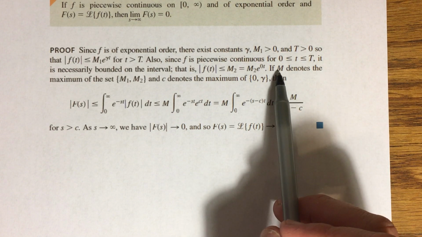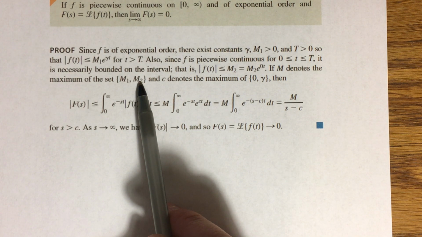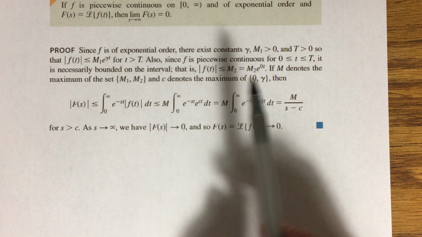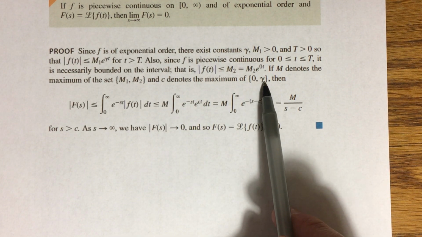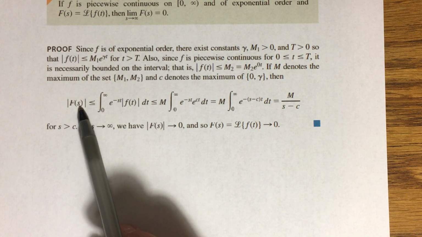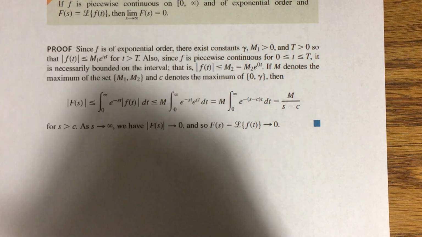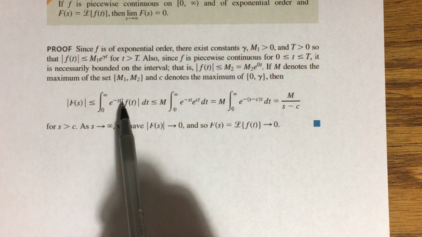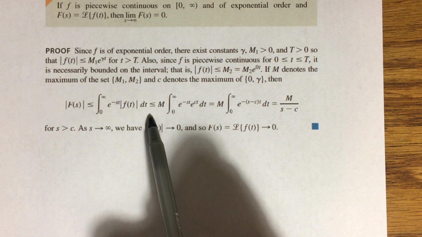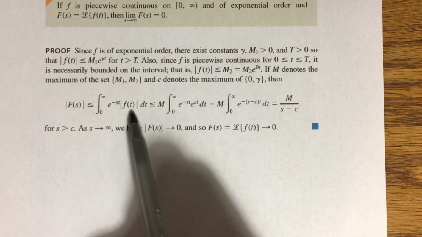So if we let capital M denote the larger of these two M's that we've talked about already, M1 and M2, and if we let c denote the larger of these two constants, 0 and gamma, then here's what we can say. The absolute value of F of s, capital F, is less than or equal to, now remember, capital F of s by definition is the Laplace transform. So I could look at the Laplace transform of f of t, and as we said before from our integral properties, the absolute value of that entire integral is less than or equal to the integral of the absolute value of the integrand, which would end up looking like this.